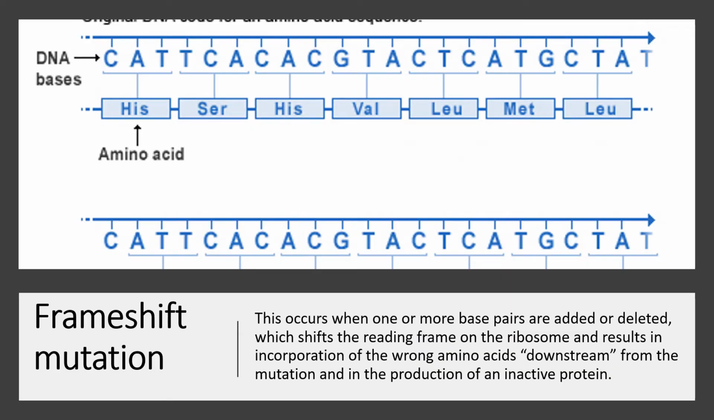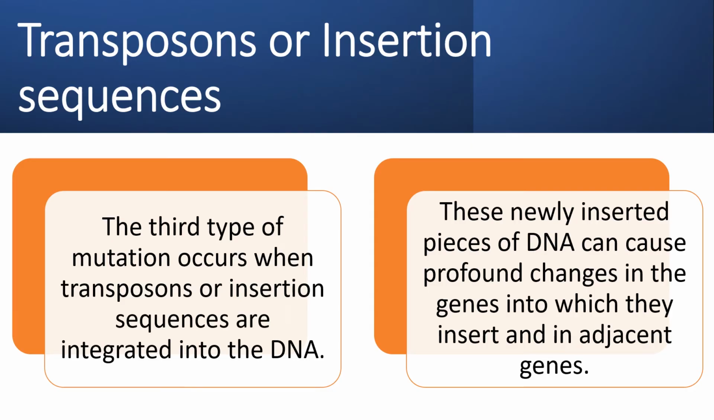Second type of mutation is frameshift mutation. That occurs when one or more base pairs are added or deleted, which shifts the reading frame on the ribosomes and results in incorporation of wrong amino acids downstream from the mutation and the production of an inactive protein. Look at this picture in which this amino acid sequence is being altered, that shifts the whole frame of the reading chromosome.